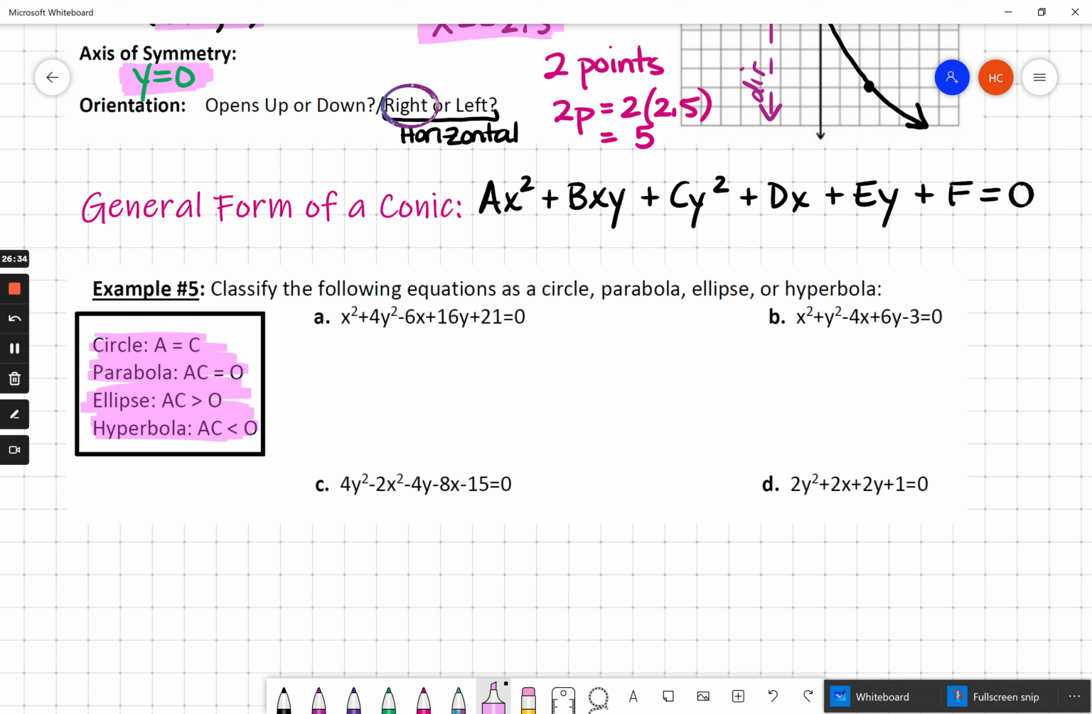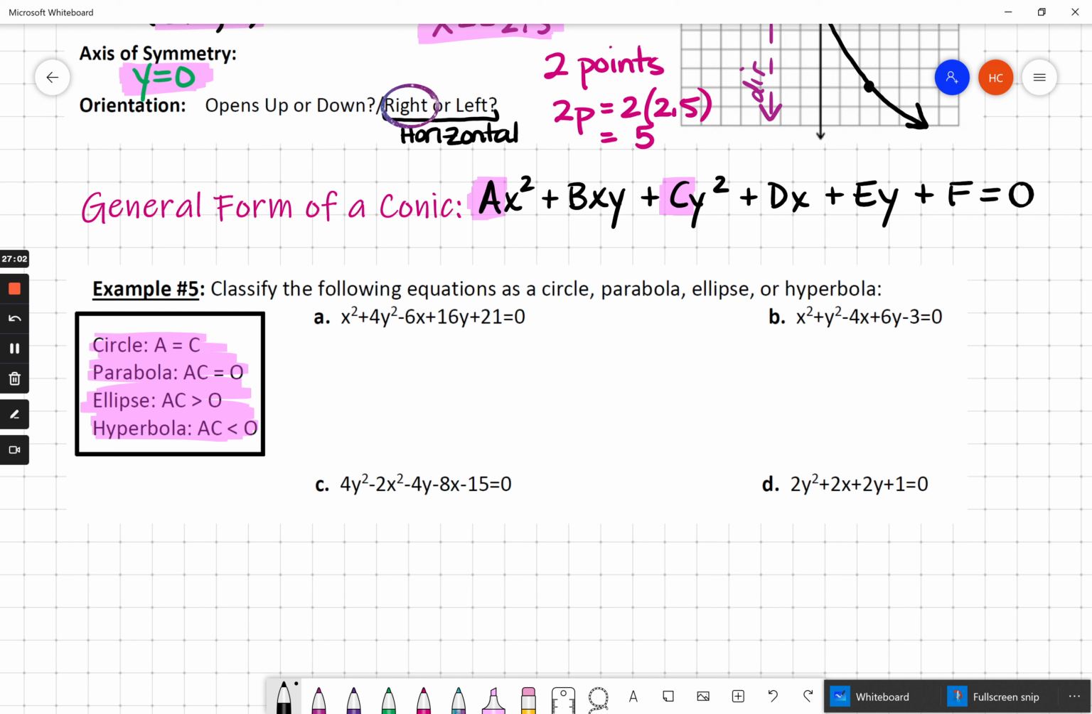And so what I want you guys to notice is that in this chart, all we are interested in is finding the values of A and C. So if you look at the equation you just wrote, your A is the coefficient of your x squared, and the C is the coefficient of your y squared. So those are the two values that we're looking for. Everything else, negligible. We don't need to be concerned about that.